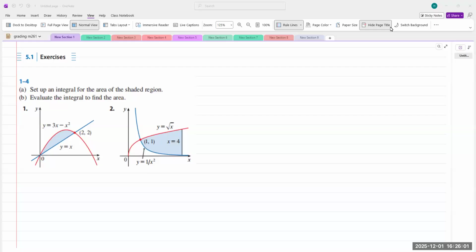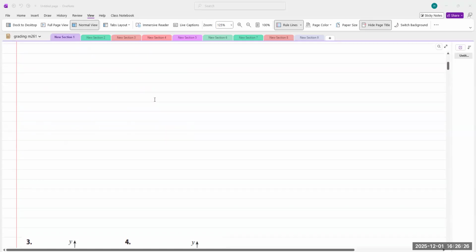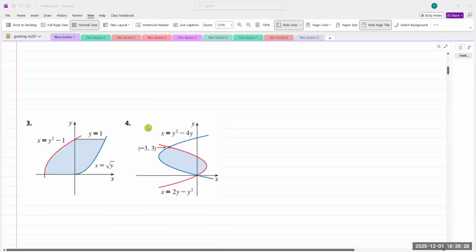Hello all. Today we will go over some problems from our textbook section 5.1 on area between curves. In this section we will learn to find the area between curves first by knowing the function and given the graph, and as we progress we will see, like in this case here, we will integrate with respect to y.